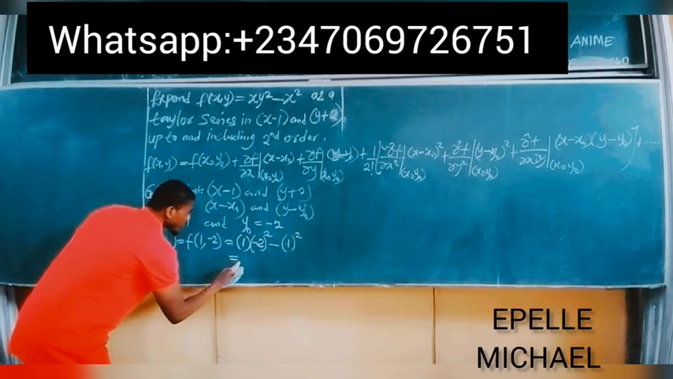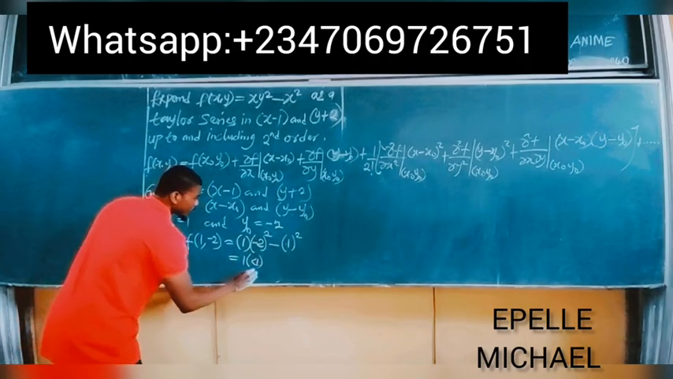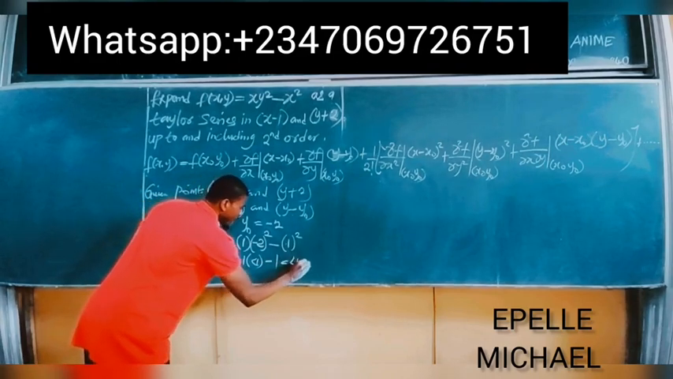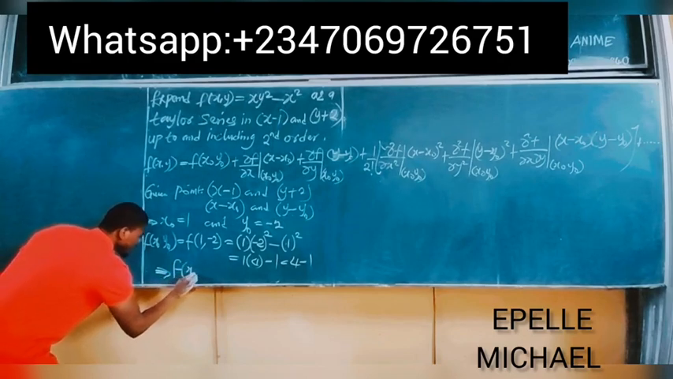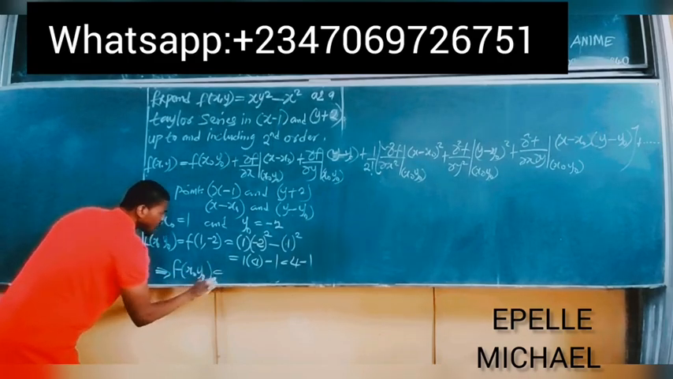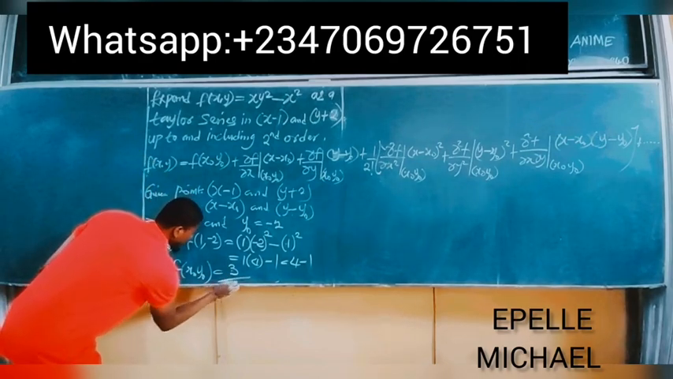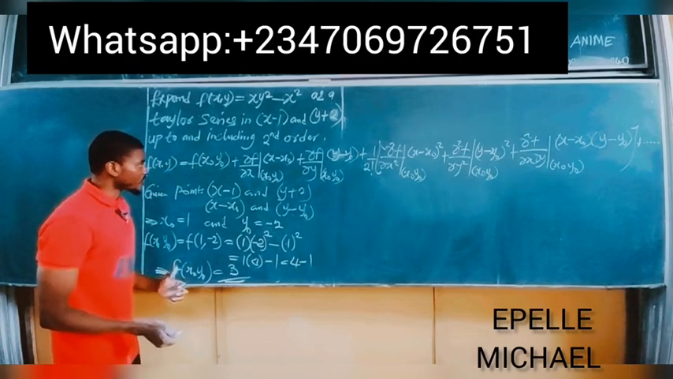So this is actually equal to 1 times minus 2 squared, which remains plus 4, minus 1 squared here is 1. So this is actually 4 minus 1. So it simply means, first of all, f of x naught, y naught is actually equal to 3. Keep this aside. So this part of the series has been solved.